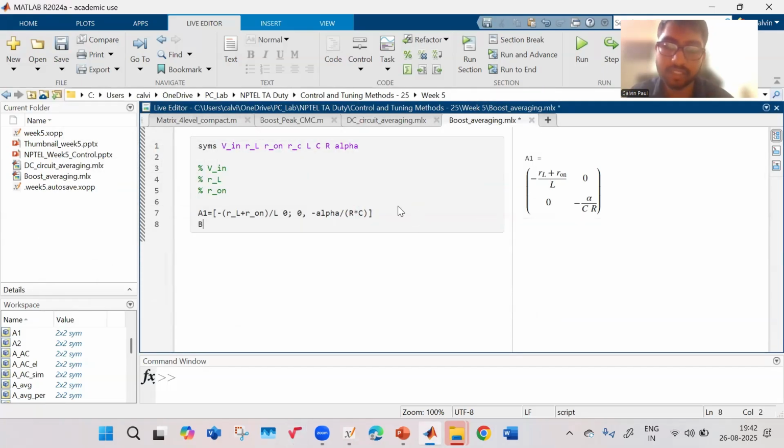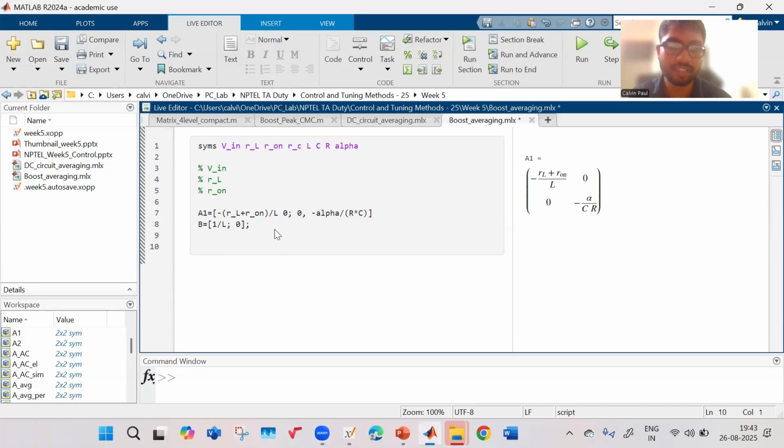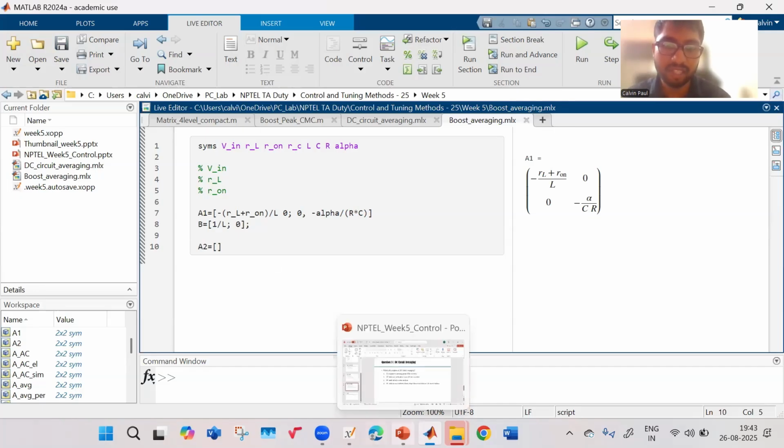What is your B matrix? B matrix is 1 by L, 0. So Arun, actually you would have seen this the previous time, right? Sir, in that state space control course, you have taught this. Okay, then it's easy for you. So this A1 and B we have got.